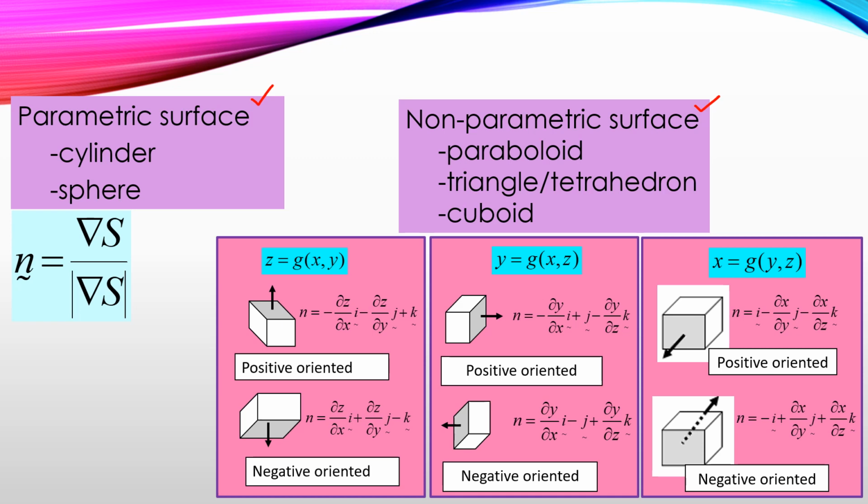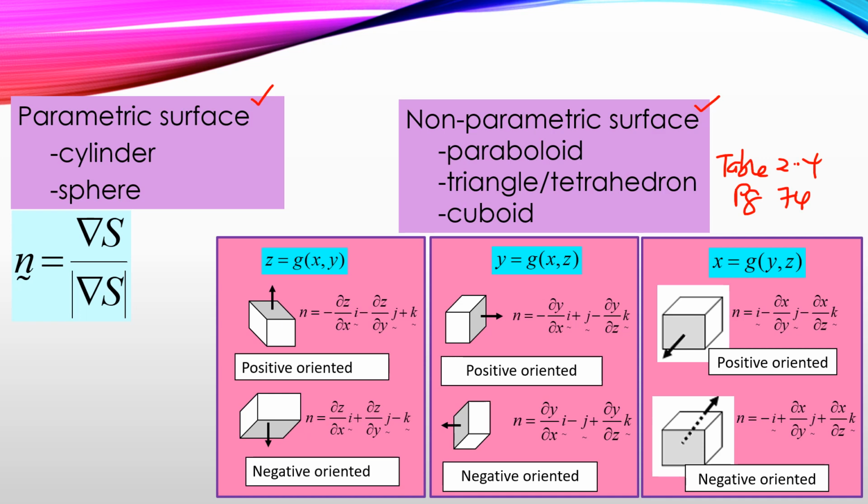This table you can find in your textbook, Table 2.4, page 74. To apply this formula, Table 2.4 is based on the equation of the surface. If the equation is z in terms of x and y, you will use this, and it also is based on the orientation of n. It could be positive or it could be negative. We will discuss the surface integral for both types of surface in the examples in my next videos.